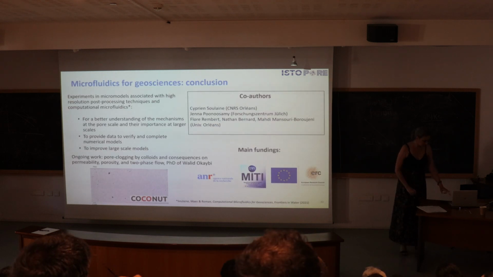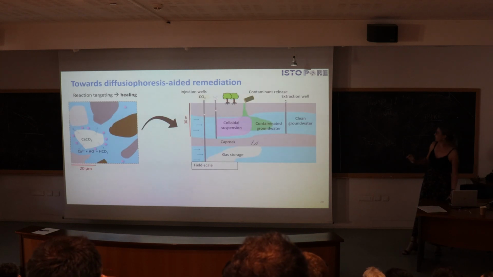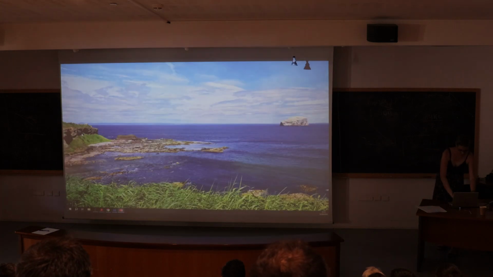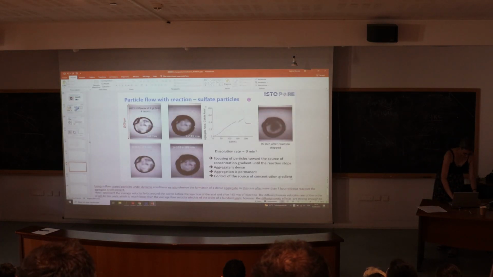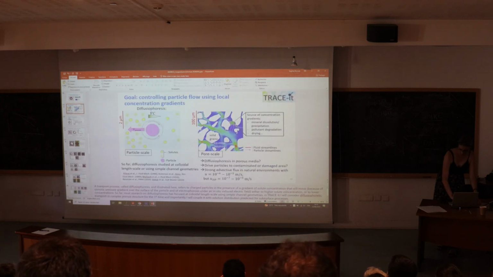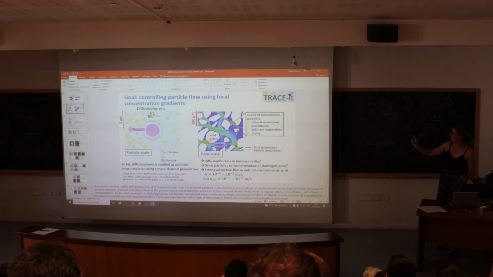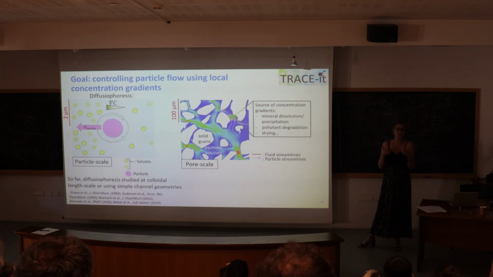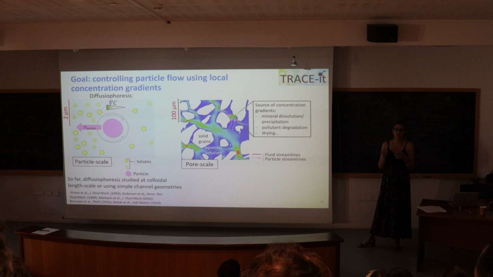So for example, if you have a contaminant that is trapped and that slowly dissolves in water, releasing some species in water, locally you will have a concentration gradient of this species. And then you have to choose your colloids that will match the concentration gradient that you want to target, so you are sure that they will be attracted to it.